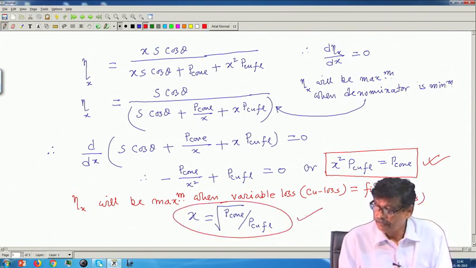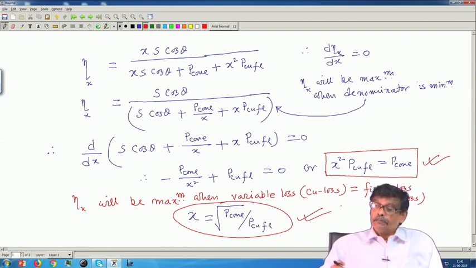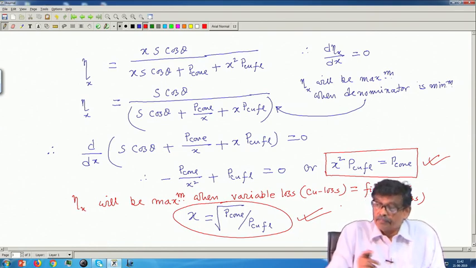Very important formula. Therefore, efficiency will be maximum at what value of x, which is under root the fixed loss divided by full load copper loss. You take the under root of that, whatever number you get, it will give you the degree of loading at which the efficiency of the transformer will be maximum.